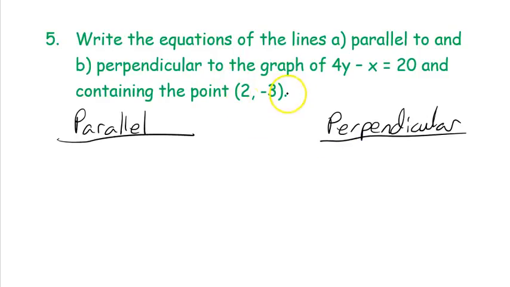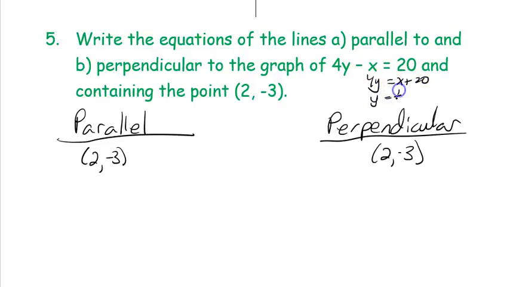They both have to go through this point, so I need the point 2, negative 3 for figuring out both equations. I also need slope, and it has to relate to this one, this 4y minus x equals 20. So I need to get that in slope-intercept form. So I'm going to have to add the x and then divide by 4. So I'm going to get 1/4 x plus 5.